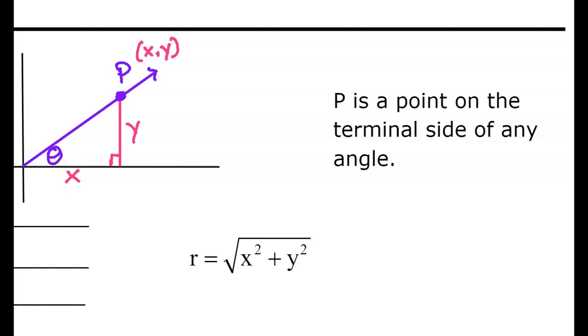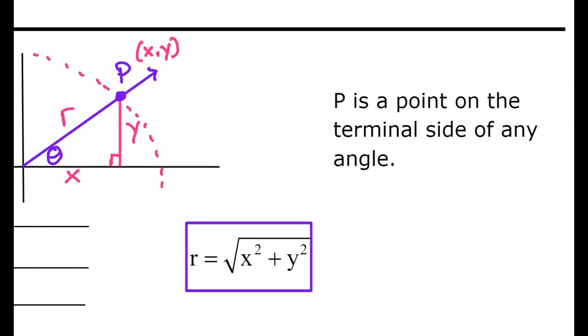And then we're going to call the distance from the origin to point P r. The reason we're calling that r is because you can think of point P as being on a circle, so r is your radius. We just use this Pythagorean theorem equation to find the value of r when we're not given r. So this is the equation we use to find the value of r.